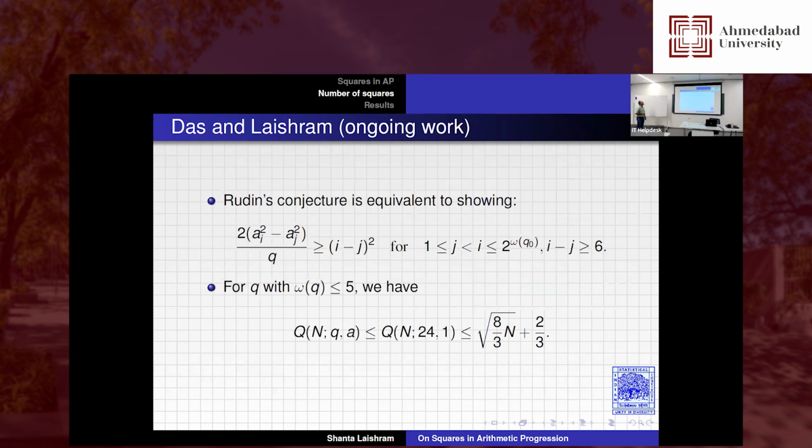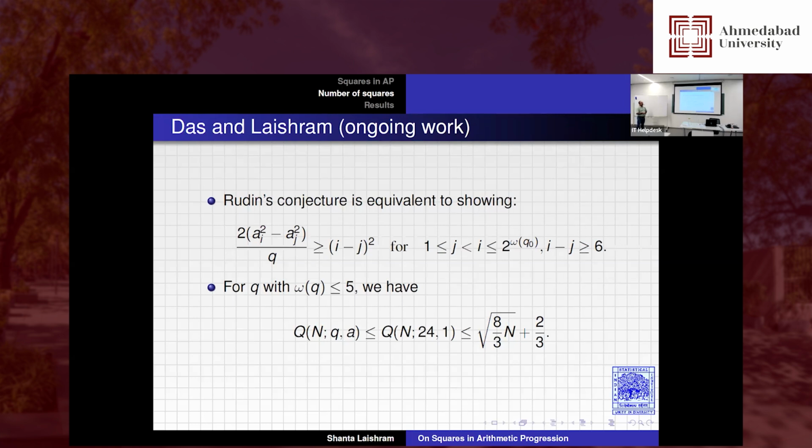What we are able to show is that Rudin's conjecture is equivalent to showing that 2 times ai square minus aj square over q is bigger than i minus j square, whenever i minus j is at least 6, where i and j run between 1 and 2 to the power omega of q naught. In this process, we are able to prove it when q has a small number of prime factors. When q has up to 5 prime factors, we are able to show that Rudin's conjecture is true.